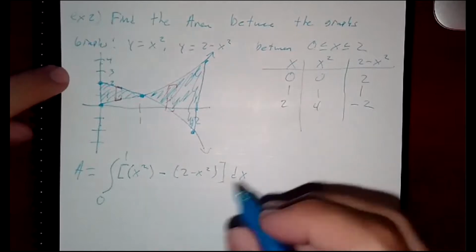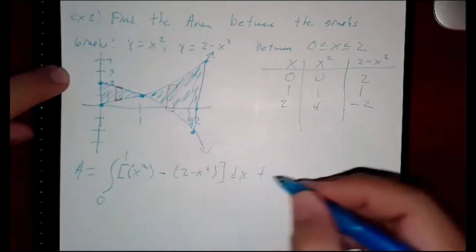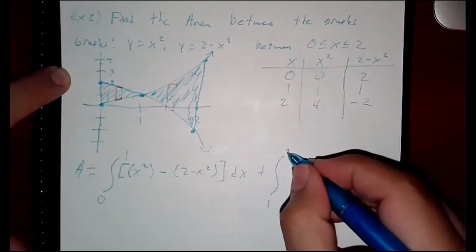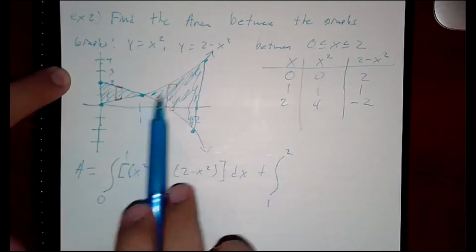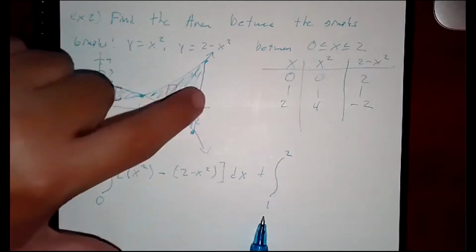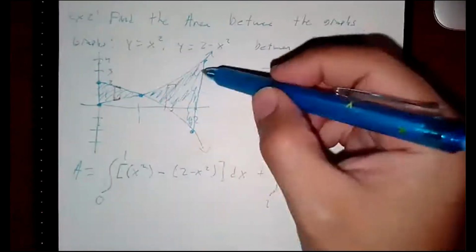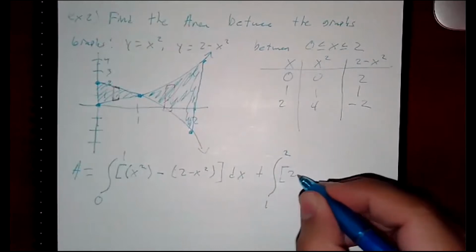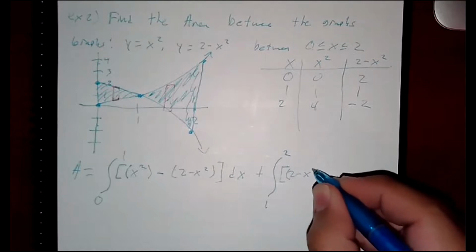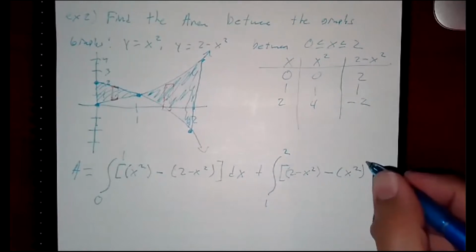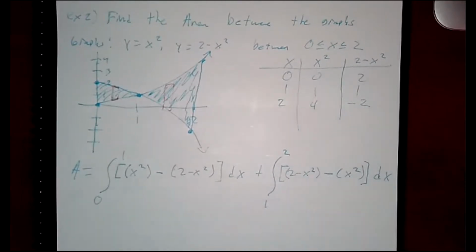Now we're going to have to do plus the integral from 1 to 2. So from here to here, what's on top? 2 minus x squared. So 2 minus x squared minus the bottom, x squared, in brackets. Gotta be careful with my parentheses, because if I don't put them, it's going to come out messed up.